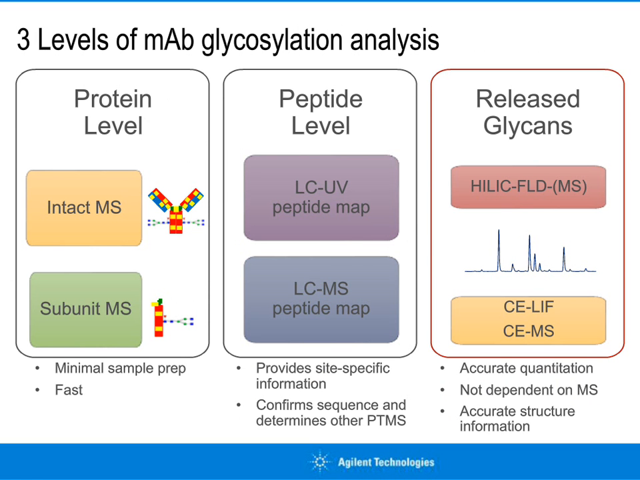Whilst this approach offers only limited information about glycan structure and relative quantity, it is nevertheless an attractive approach for analysts who are already running peptide maps in order to confirm protein sequence and other post-translational modifications. Finally, many analysts choose to analyze glycans after they have been released from the protein by an enzyme such as PNGase F. This approach offers the most accurate information about structures of the glycans present and their relative quantities.